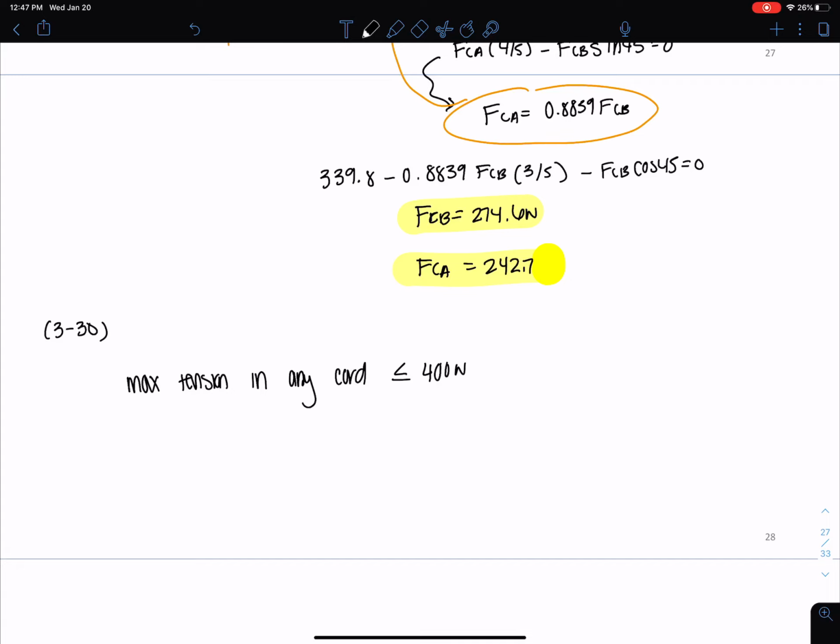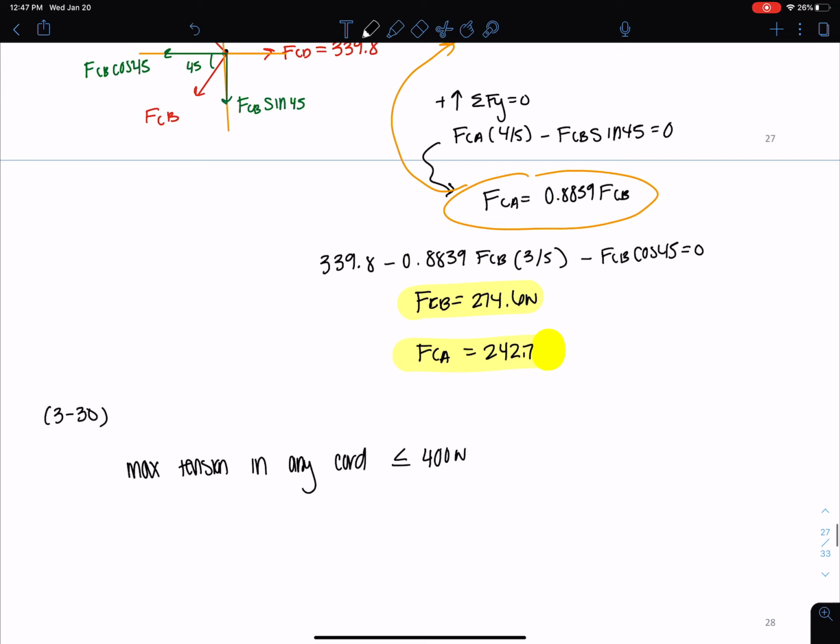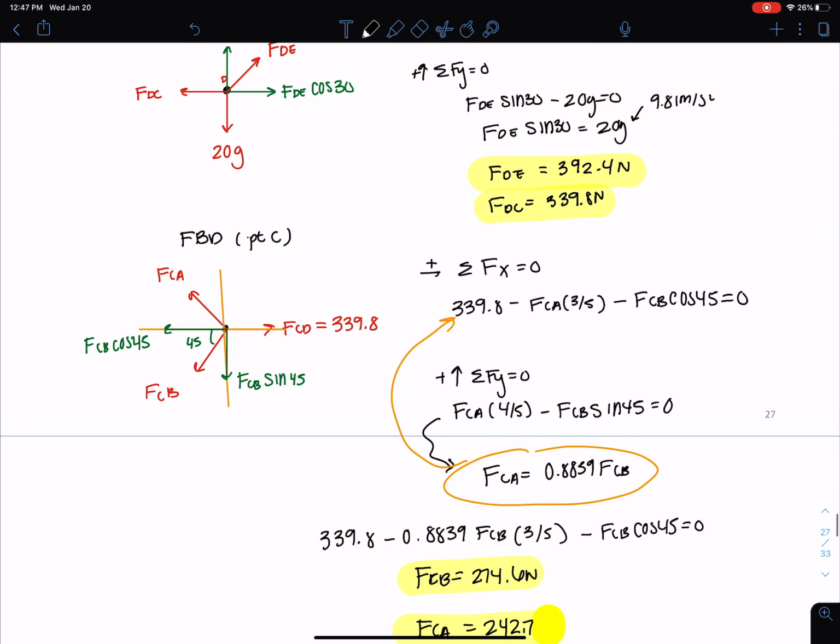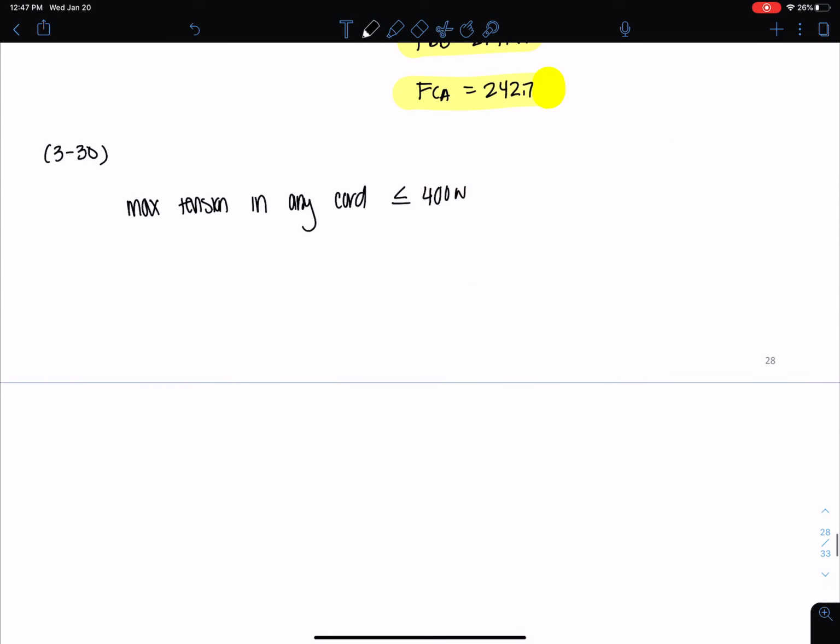Okay, so what we want to do is this. Let's look at the 4 numbers we got. For FCA and FCB, we got 242, 274, FCD and FDE, 392, and 339. So FDE here is actually the cord with the highest tension. Because that's the cord with the highest tension, we're going to set FDE equal to 400 now. And we'll say, well, that's the max it can go.